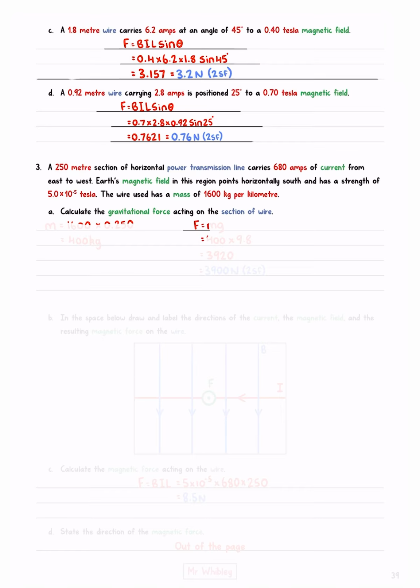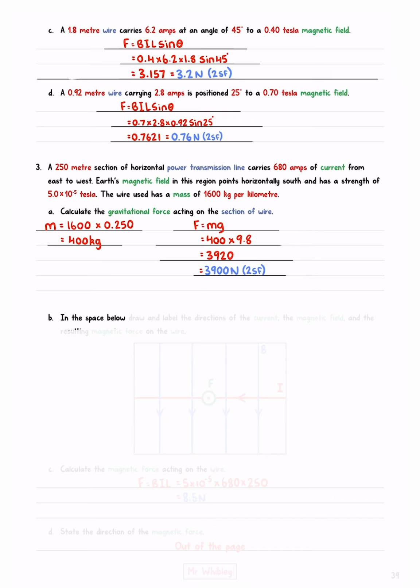Gravitational force is mass times gravity, where we know the acceleration due to gravity. And to find our mass, we know that it's 1600 kilograms per kilometer, where we have 0.25 of a kilometer, our 250 meter section, which gives me 400 kilograms. Putting that in gives me 3,920 or 3,900 newtons to two significant figures.